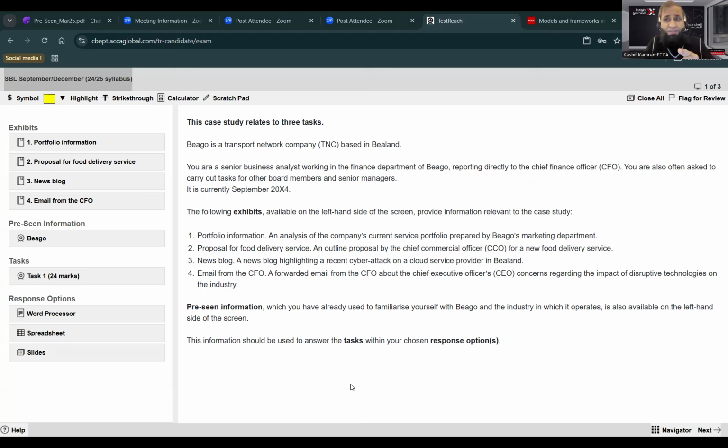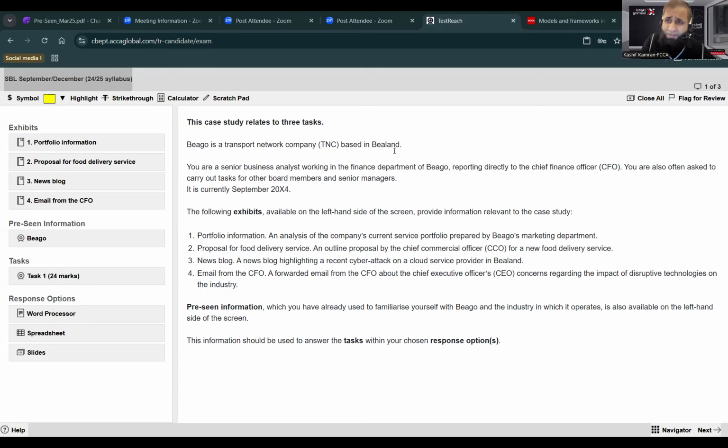But if the question would have said risk and opportunities post, then you could have given the whole SWOT. Right? Good. Okay, now look at the task number 1 on your screen. This is from the September-December 24 paper. Now, I will be asking you questions.